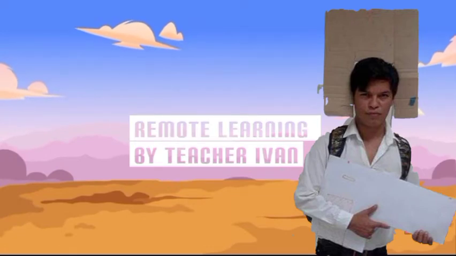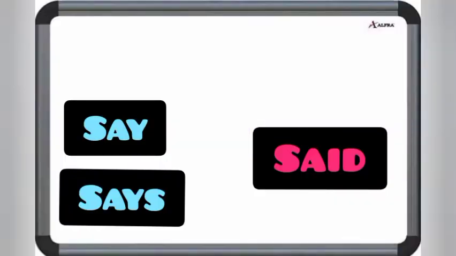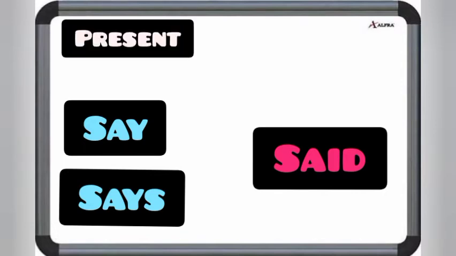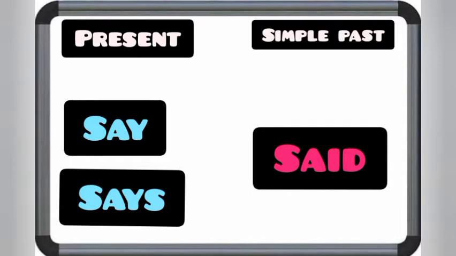Hey there, let's talk about the difference of say, says, and said. Remember, say and says are used for an action in simple present, for a recommendation or a routine. And we use said for an action in the past.